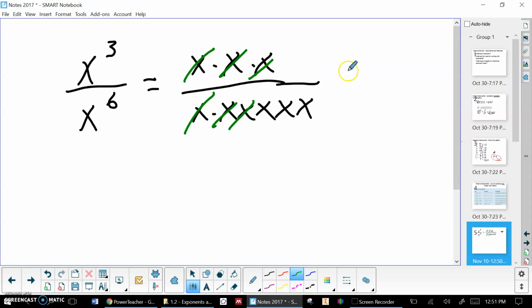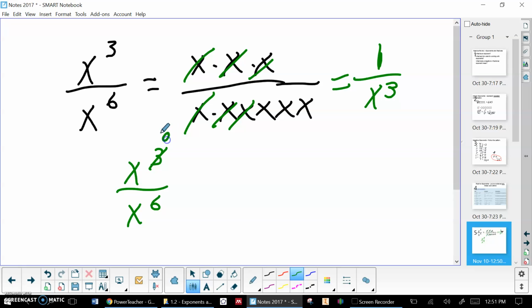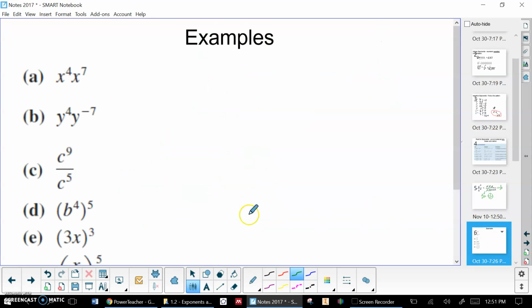Well, there's nothing left on the top. That doesn't mean there's really nothing. That means there's a 1. And then 3 x's on the bottom, or x to the 3rd. And as you'll notice here, 3 minus 6 would be negative 3, so we end up with a positive 3 in the denominator. I like to think of it more like this canceling out rule. So when I see this x to the 3rd over x to the 6th, I just think of, okay, if I take away 3 there, there'll be 0 left. If I take away 3 there, there'll be 3 left. So x to the 0 is 1, x to the 3rd on the bottom. That's what I'm thinking about, but the rule specifically is subtract the top by the bottom, and that's what you get. So let's take a look at some examples here.